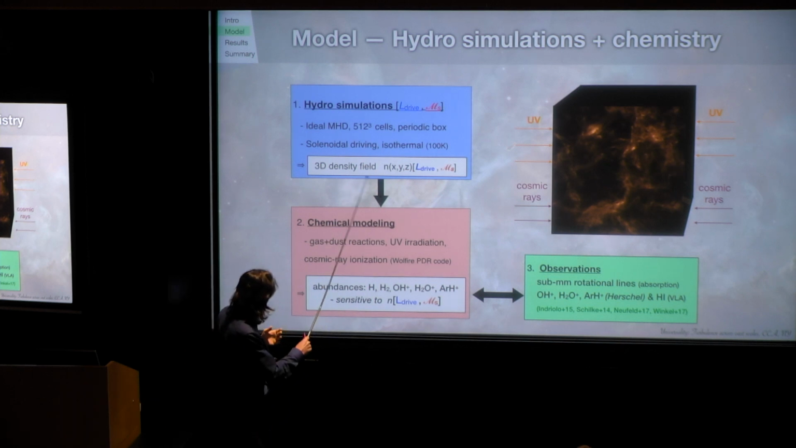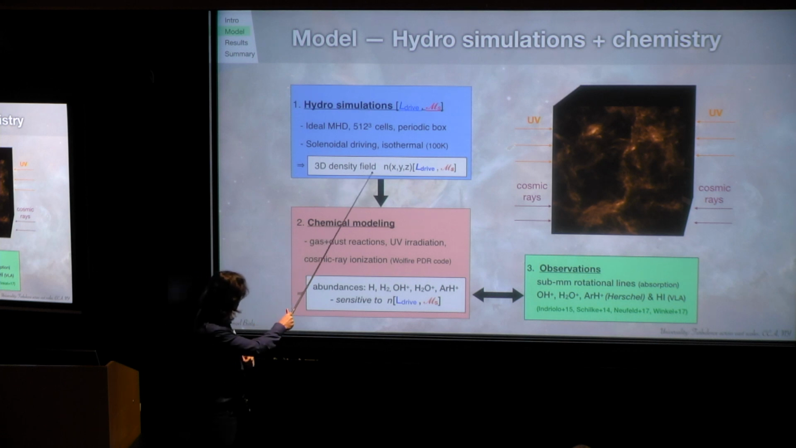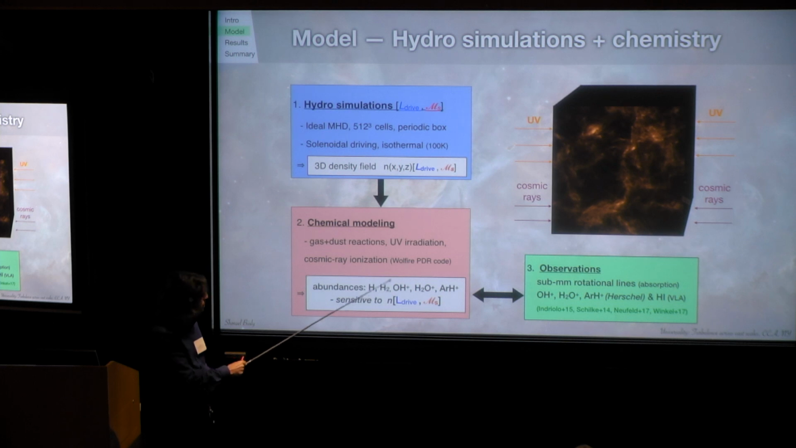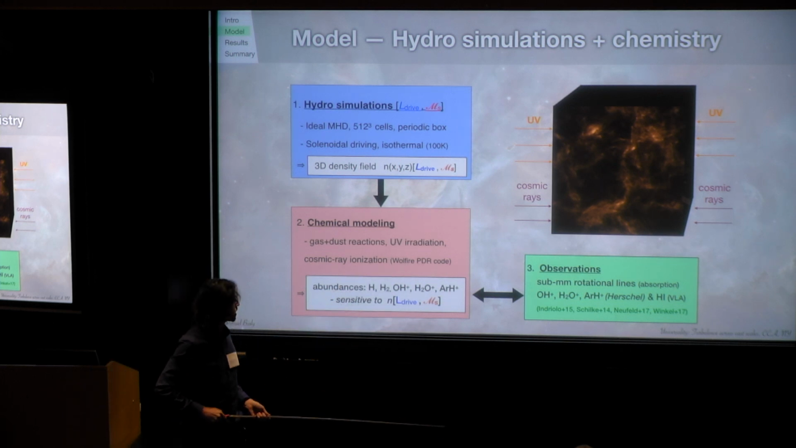So importantly, this density field is the input for our chemical model. In the end, as I also mentioned before, the abundances of various molecules depend on this density field, which in turn depends on the turbulent parameters such as the Mach number and the driving scale. Then we take these calculated abundances and compare them with observations. That's the idea.